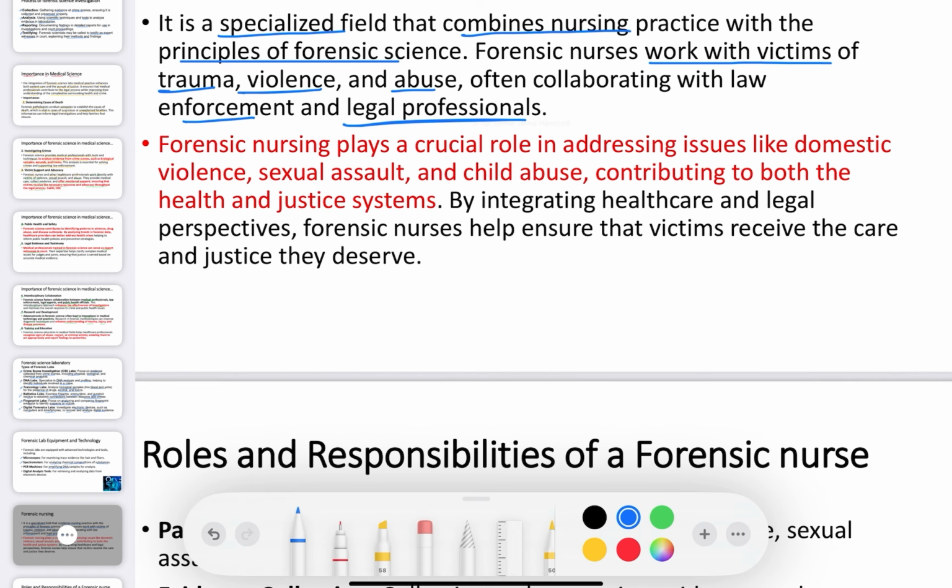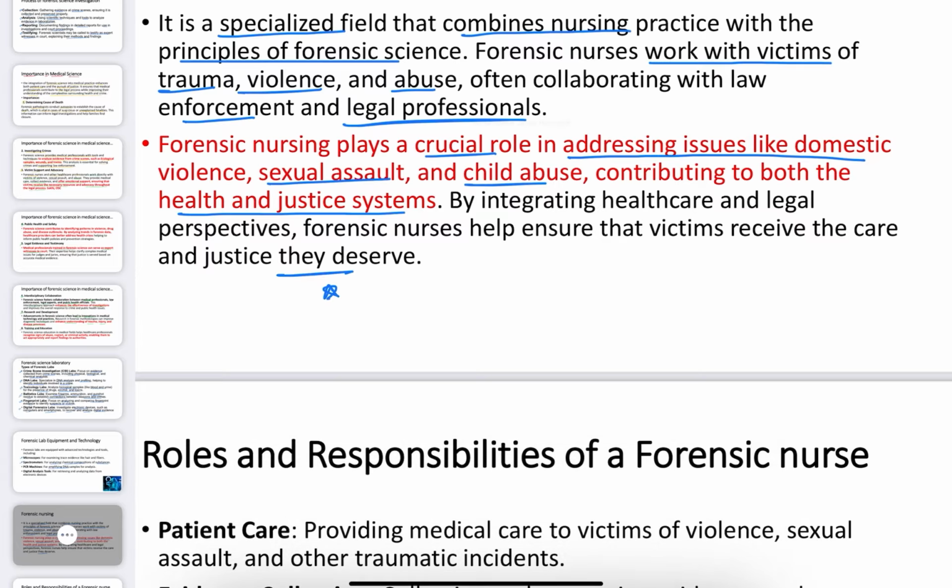Forensic nurses play a crucial role in addressing issues like domestic violence, sexual assault, and child abuse, contributing to both the health and justice systems. By integrating healthcare and the legal perspective, forensic nurses ensure that victims receive the care and justice they deserve.